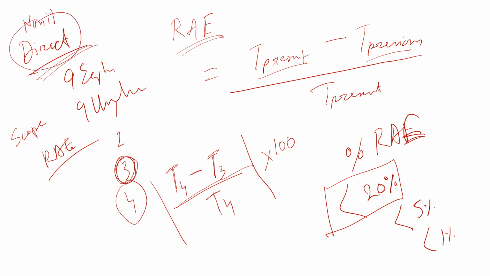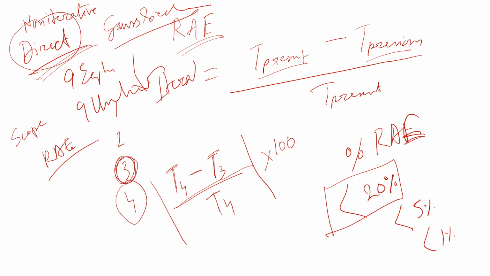So this is the basic difference between the direct method and the Gauss-Seidel method, where the direct method is a non-iterative method, and the Gauss-Seidel method is an iterative method. So the chance of improvement is more in case of the Gauss-Seidel method, the chance of achieving an improved solution is more in case of the Gauss-Seidel method compared to the direct.